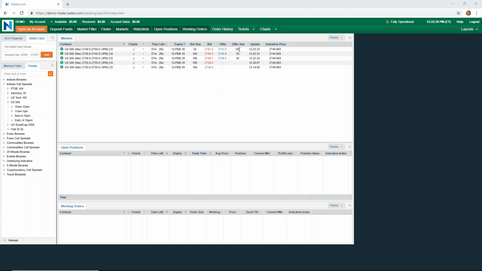And then you have the offer size of how many contracts the market makers are willing to cover on each trade that you open. So these contracts are obviously fairly liquid. Let's take a look at one of the charts.